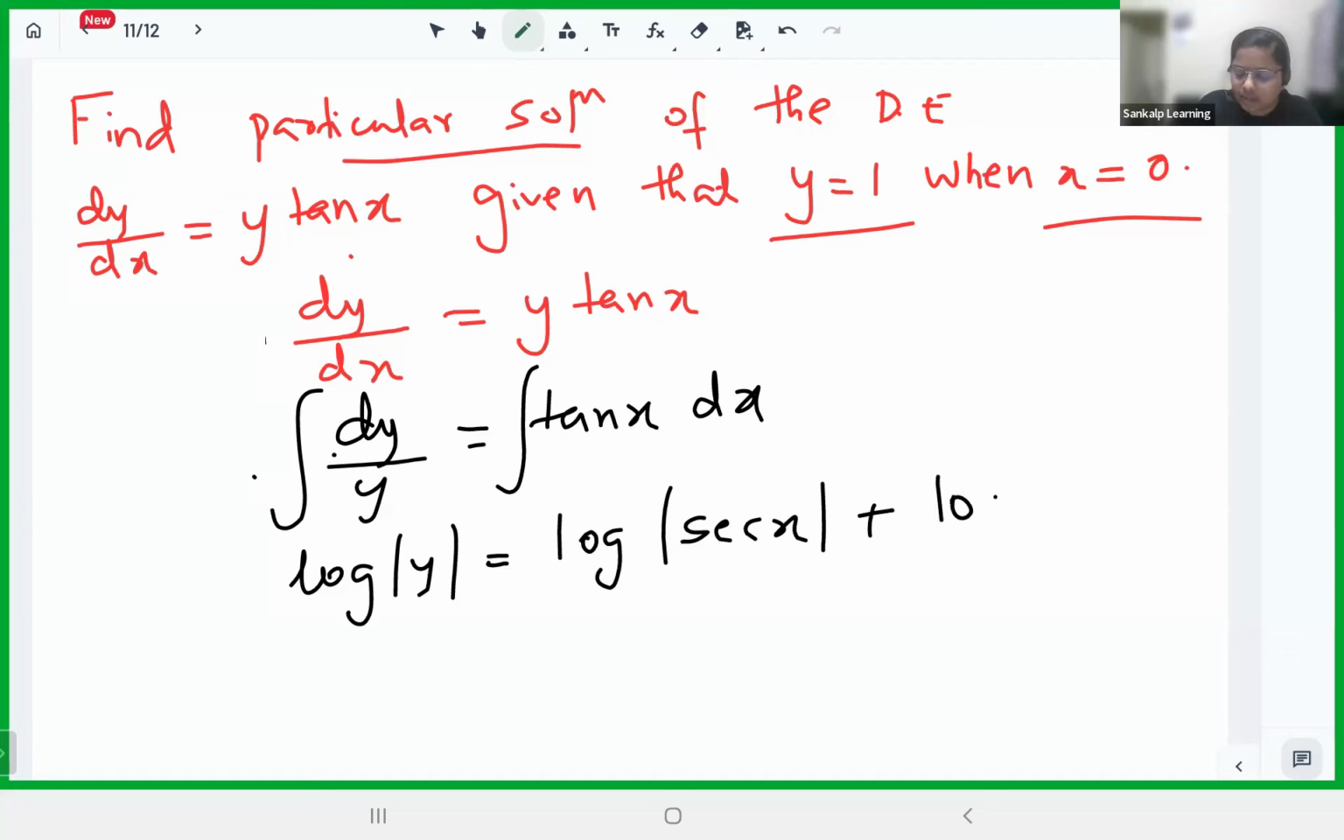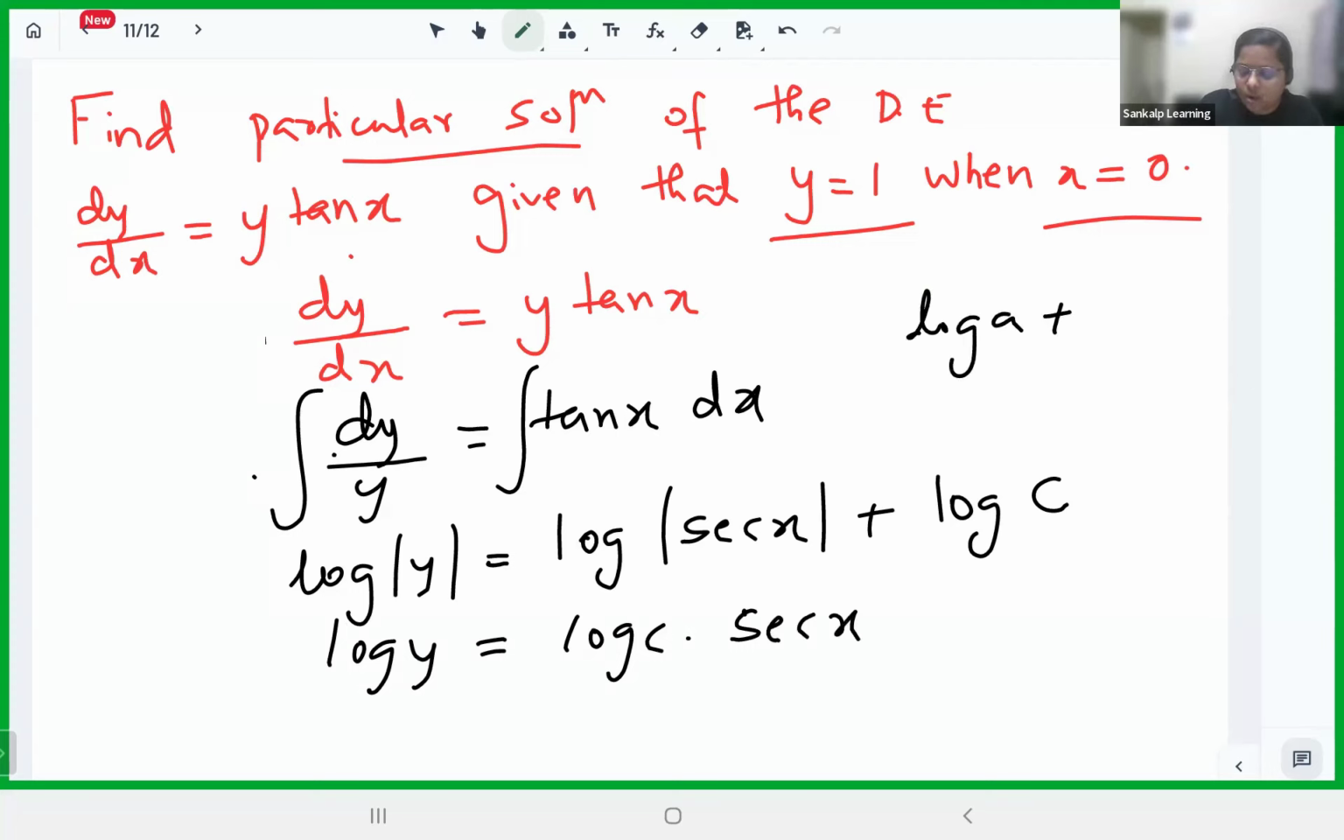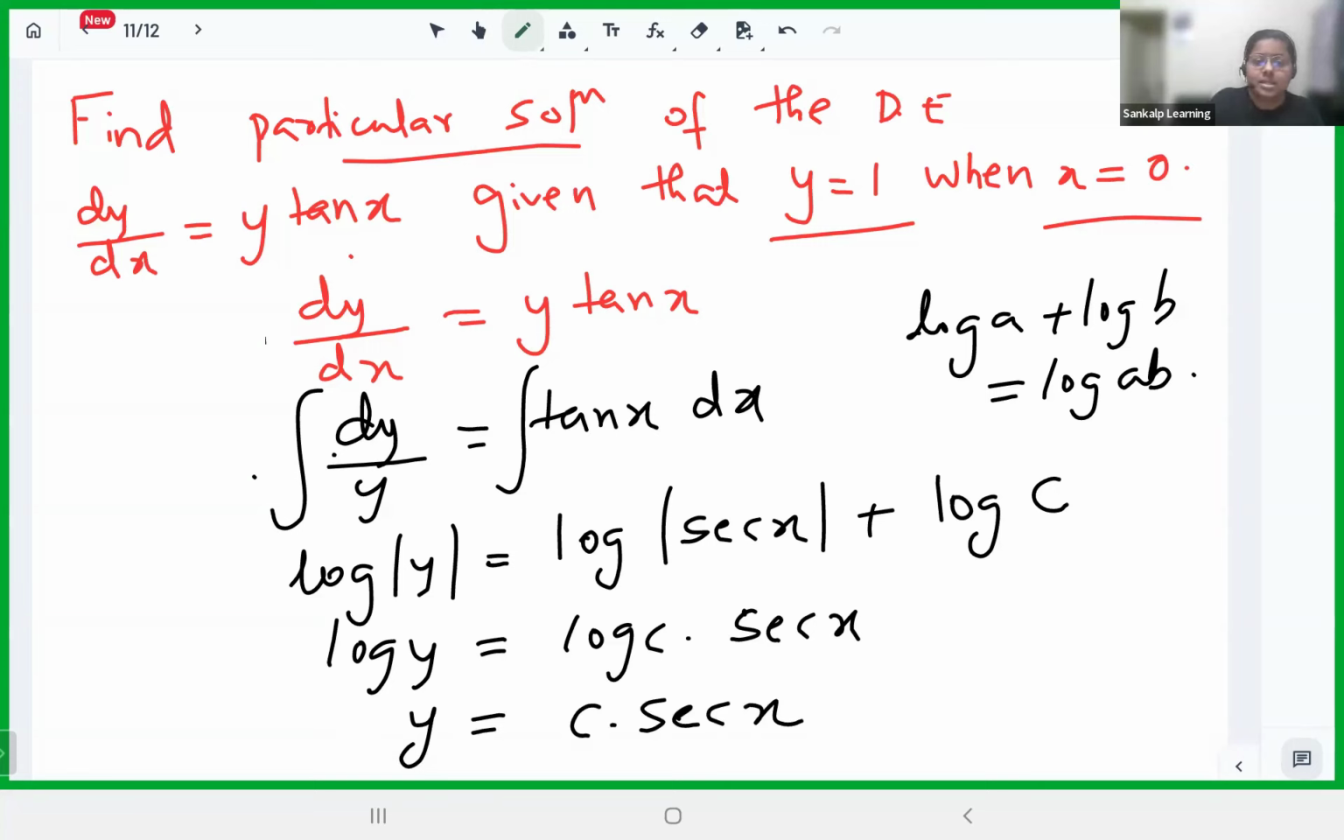Plus c, you can write it as log c. Okay, so this is log y equal to log c into sec x, right? Log a plus log b can be written as log ab. So this is log c into sec x. So if you take e power, then you will get y equal to c into sec x. Y equal to c into sec x. This is the general solution of the given differential equation.